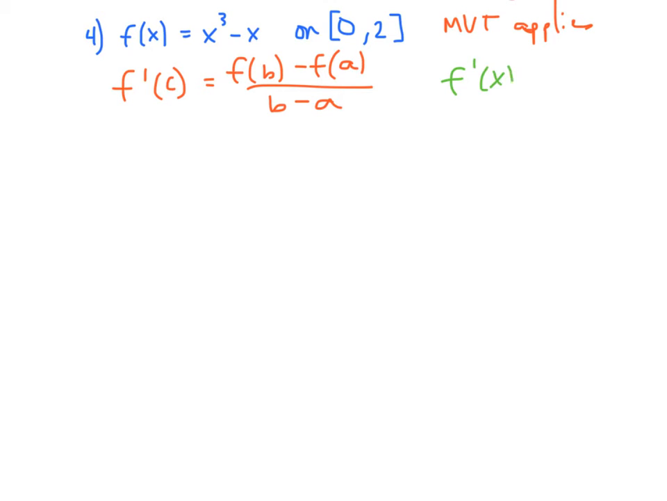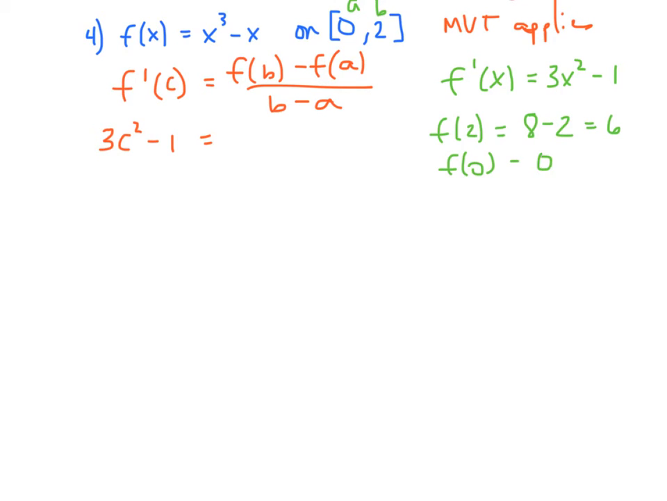All right, so we need the derivative of this function. So f prime of x, off to the side here, I'm just going to do that, 3x squared minus 1. Okay, so I'm going to plug that into my formula with a c. So 3c squared minus 1 is equal to. All right, now let's figure out f of b. So in this case, remember your a and your b are right up here, a and b. So f of 2 would equal 2 cubed would be 8, minus 2 would be 6, and f of 0 would be 0.